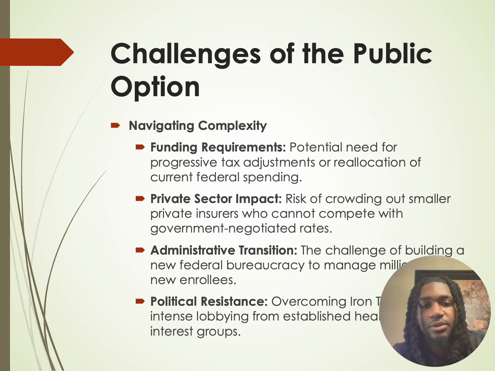There's also the economic risk of crowding out. Rice et al. 2021 note that if the public option is too efficient, it might drive smaller private insurers out of business entirely, leading to short-term job losses in the insurance sector. Furthermore, building the administrative infrastructure to handle this transition is a massive undertaking for the government, a point emphasized by Blumenthal et al. 2020 in their analysis of federal policy implementation.